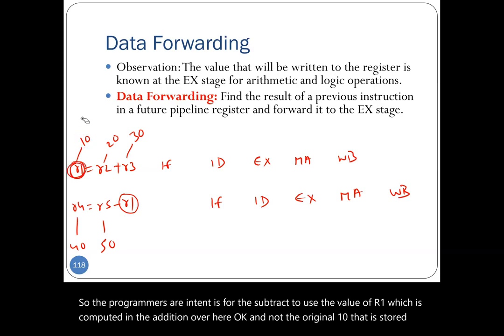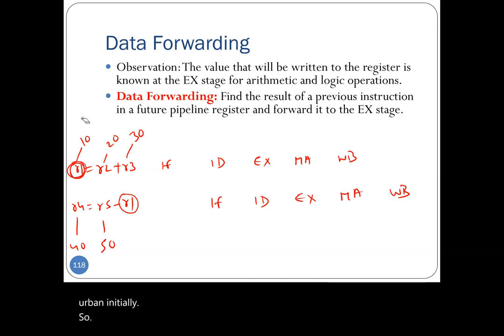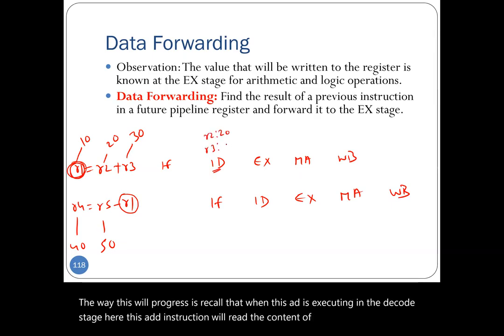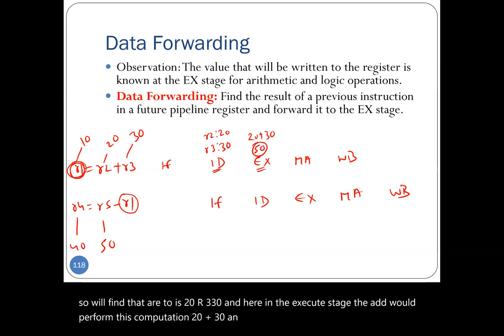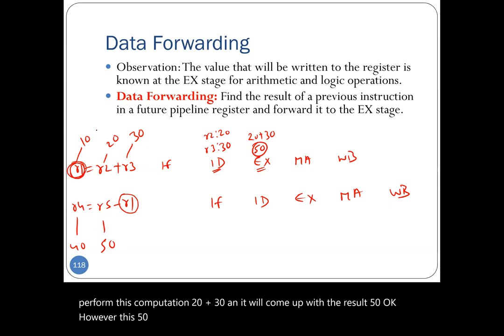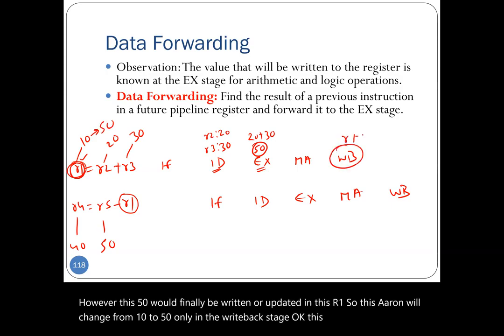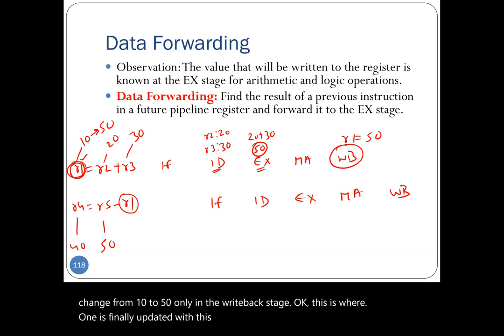The way this will progress is, when this add is in the decode stage here, it will read the content of registers R2 and R3. We'll find that R2 is 20, R3 is 30. And here in the execute stage, the add will perform this computation 20 plus 30, and it will come up with the result 50. However, this 50 would finally be written in R1. So R1 will change from 10 to 50 only in the write back stage. This is where R1 is finally updated with the computed latest value of 50. Now let's see what happens in the meantime with the subtract instruction.